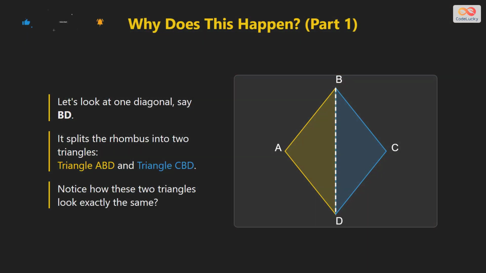Why does this happen? Let us break it down. If we draw just one diagonal, it splits the rhombus into two separate triangles. In our diagram, the diagonal splits the shape into the yellow triangle and the blue triangle.